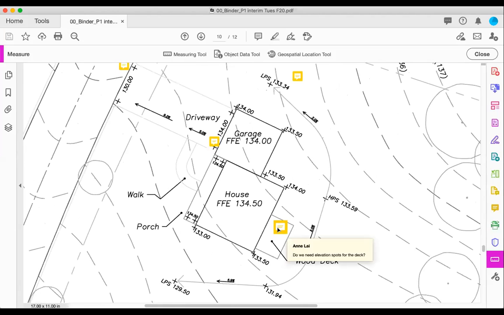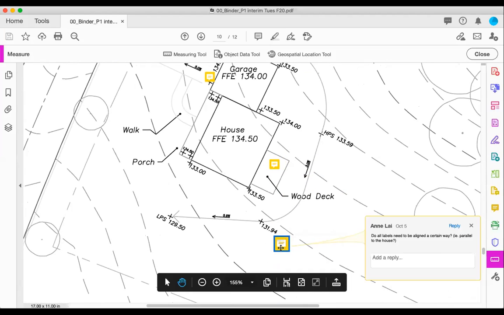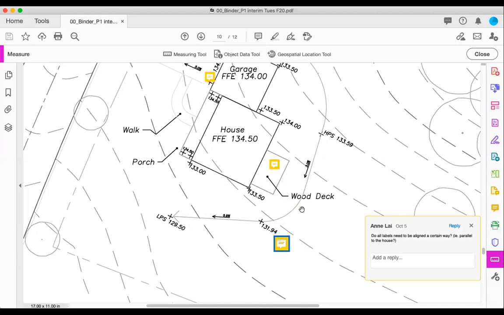We don't need any spots for the deck. Yeah, the way that you align the spots with the edge of the building is totally fine, but you want to make sure that's consistent, okay? If you do that for the spots here, make sure you do that for the FFE as well. Okay. Yeah.